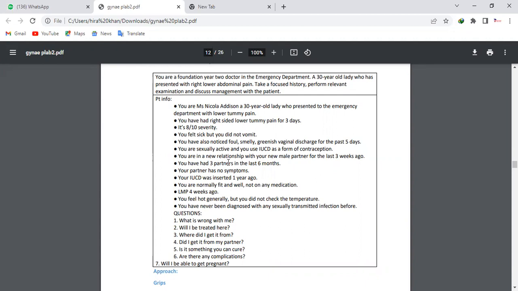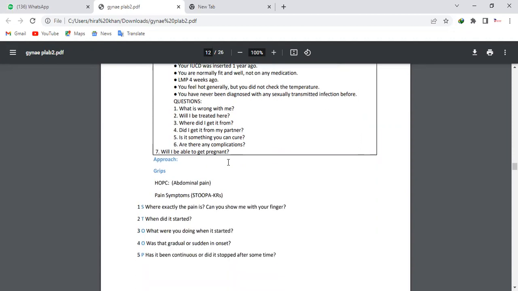Questions: what is wrong with me? How will I be treated? Where did I get it from? Did I get it from my partner? Is it something you can cure? Are there any complications? And will I be able to get pregnant?